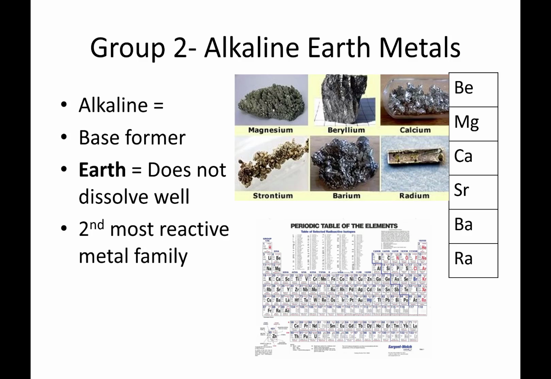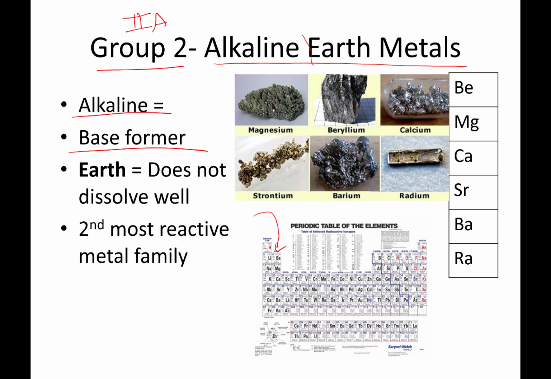Hi folks, this time we are going to talk about group 2 on the periodic table, the alkaline earth metals. Now group 2 is right here. Group 2, also known as 2A in that old-fashioned numbering system. If you recall from last time, alkaline means base former. So this group also makes bases.